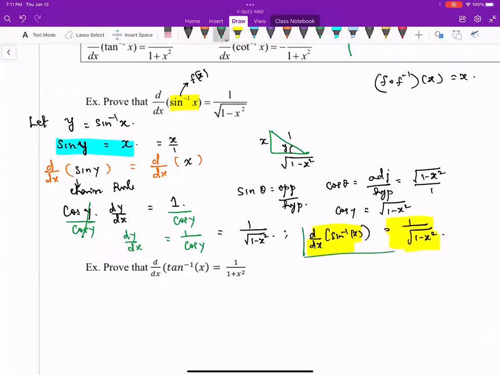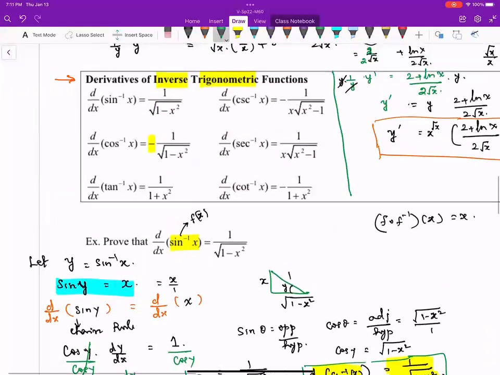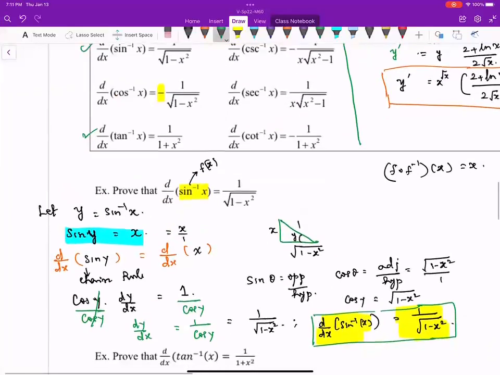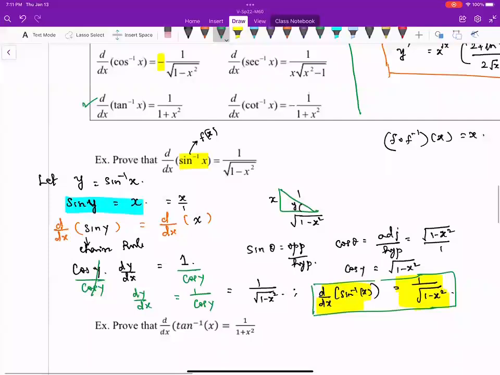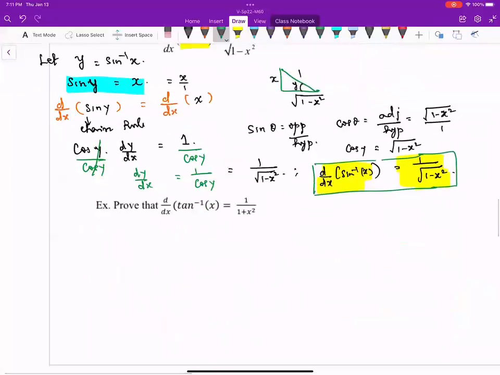All right. That's how you derive the formulas on the table. So we did this one. We can try this one also. Prove that the derivative of tan inverse of x equals 1 over 1 plus x squared. As we did earlier, we will call the function that we are finding the derivative of y. So let's start with that step.